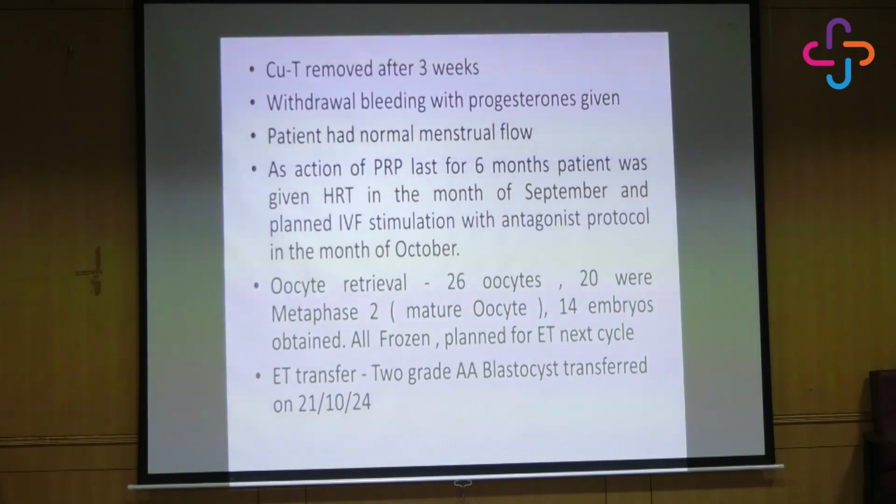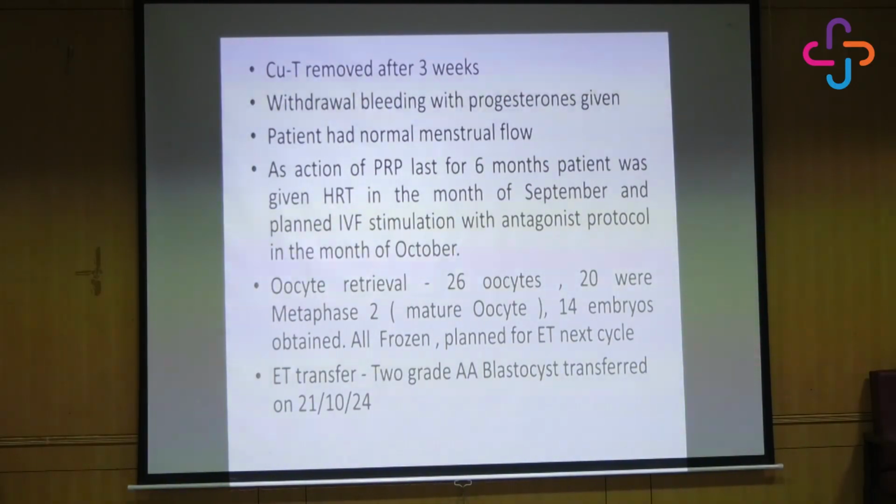After 3 weeks, the copper T was removed. She was given medication for withdrawal bleeding, and the patient came back saying she had a normal flow. Till then she had experienced a scanty flow, but definitely there was a change in the thickness of the endometrium, and she had a very good flow. As the action of PRP lasts for a few months, up to 6 months, we planned to go ahead with HRT treatment and an IVF stimulation with antagonist protocol in the month of October.